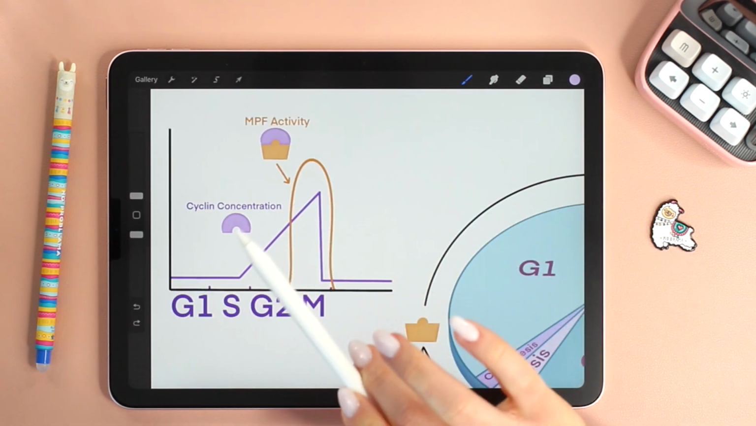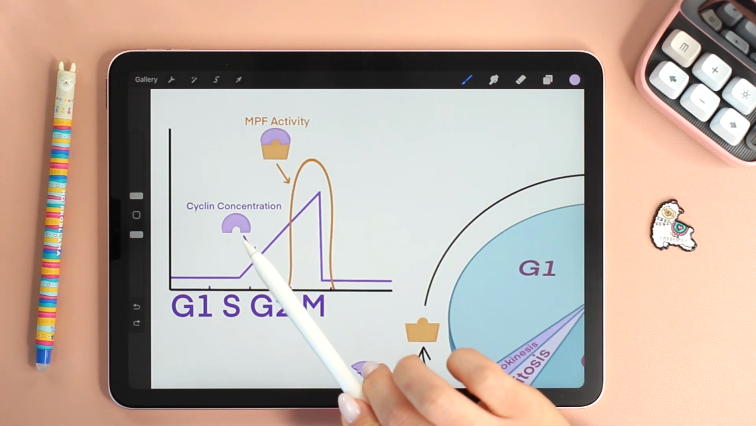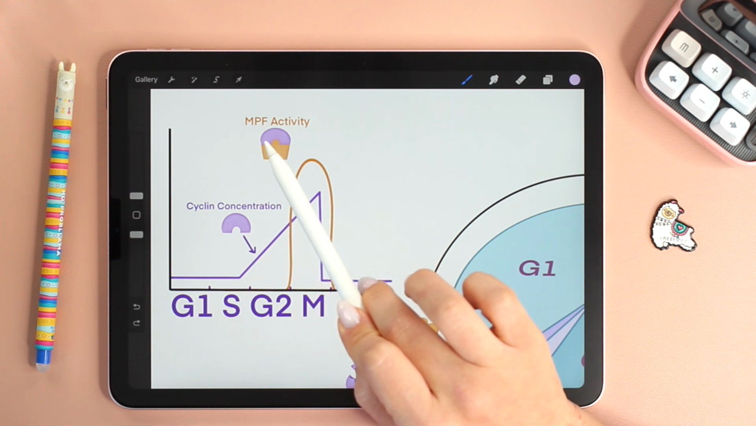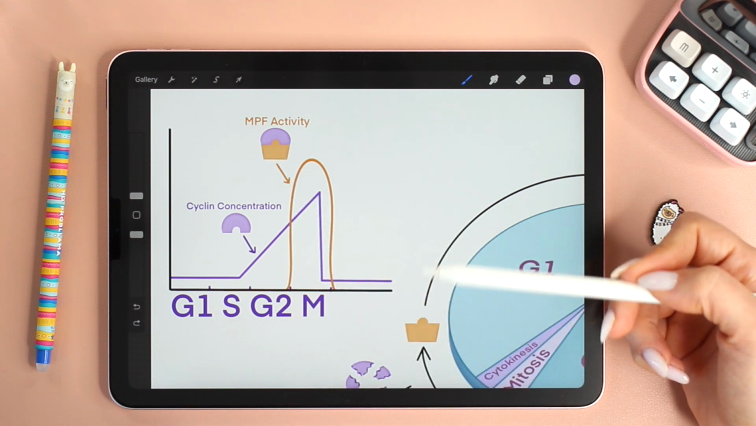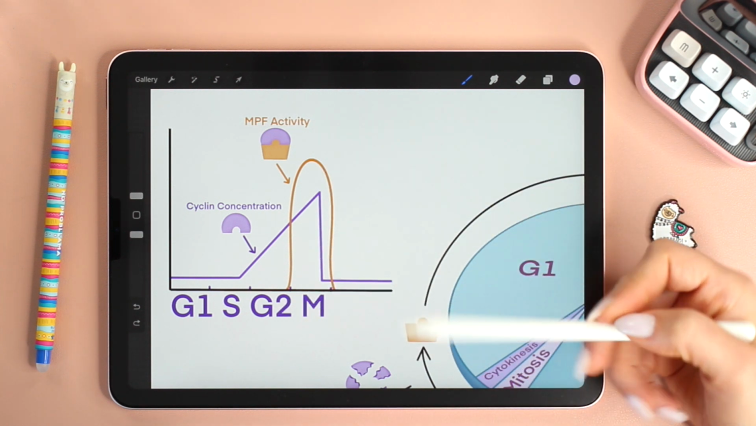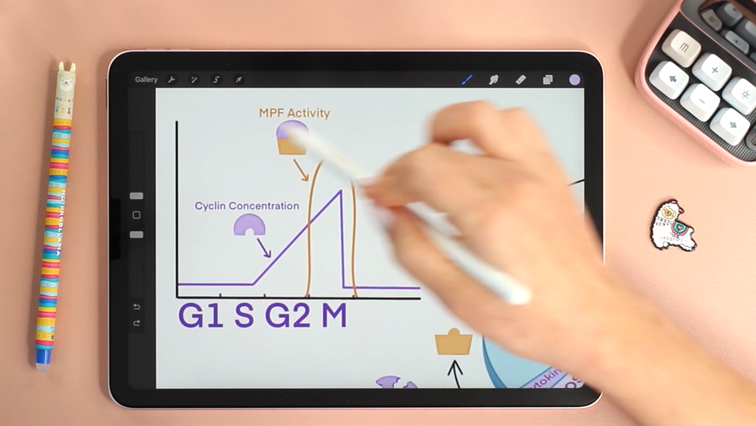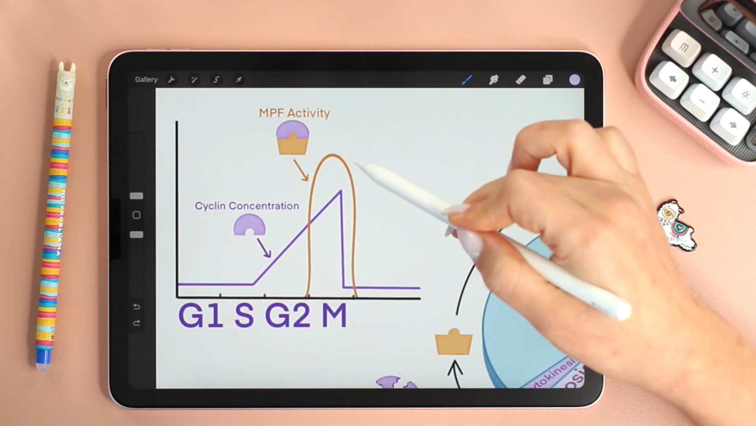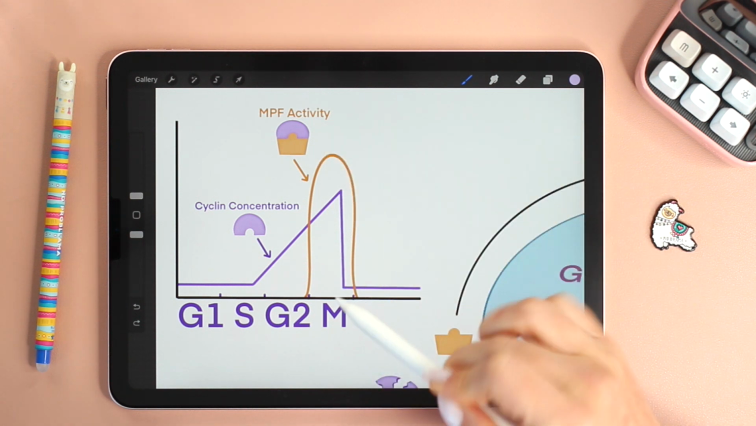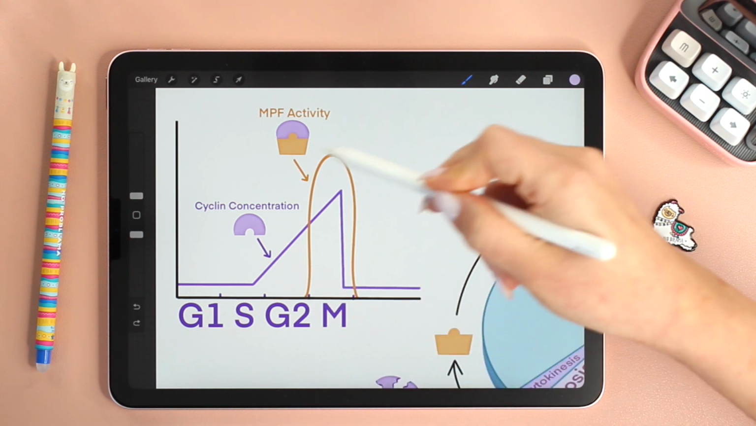The very first CDK to be discovered was the MPF. MPF stands for maturation promoting factor. To help you remember it better, think of it as M phase promoting factor. Because if you look at the figure, you can see that MPF activity peaks at the M phase. Why? Because it triggers the cell to pass the G2 checkpoint and proceed into the M phase.